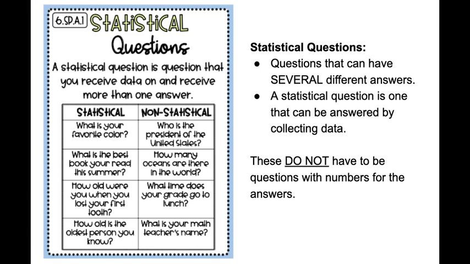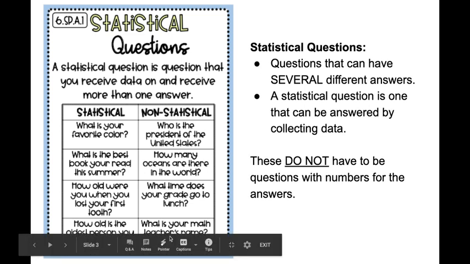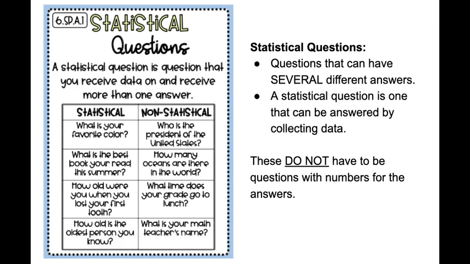So, what I want you to imagine yourself doing right now is walking around your classroom, either Northeastern 6 or Harvard 6. And I want you to take a look at these two columns of questions. When you walk around that classroom, if you are asking a statistical question, then different people should be giving you different answers because statistical questions need to have several different answers.